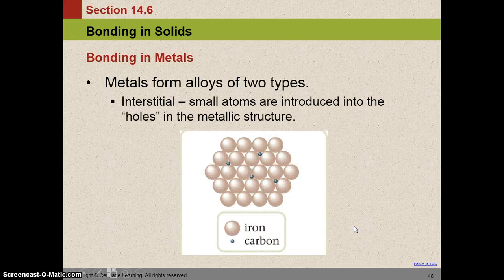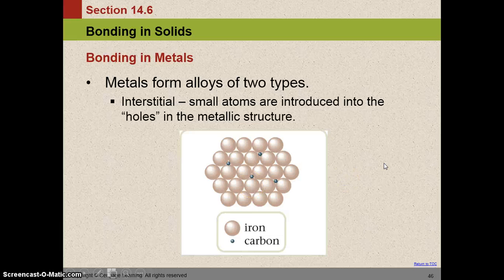On the other hand, interstitial alloys are when we have small atoms that get introduced into the holes of a metallic structure and increase the strength of that metal. So we have iron, which is much larger than the carbon atoms, and you put the carbon in between, and you notice that will give us an alloy that's going to give us a stronger structure.